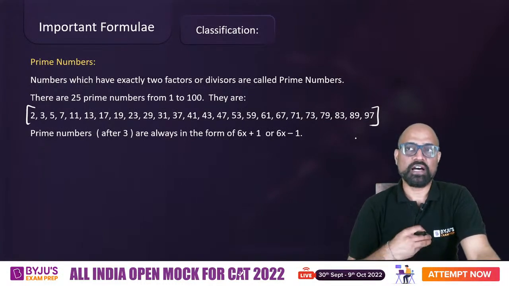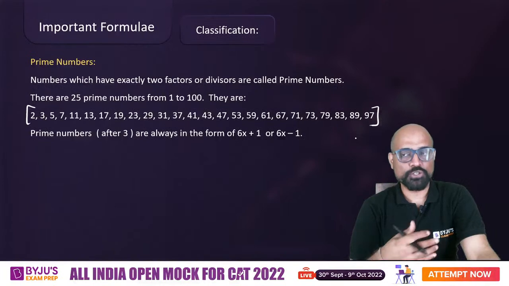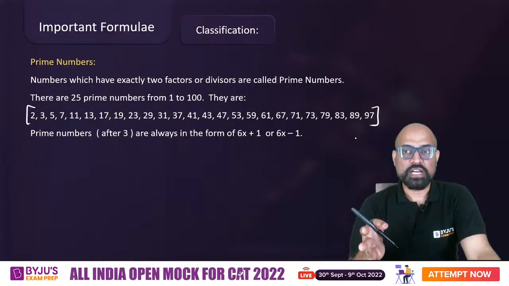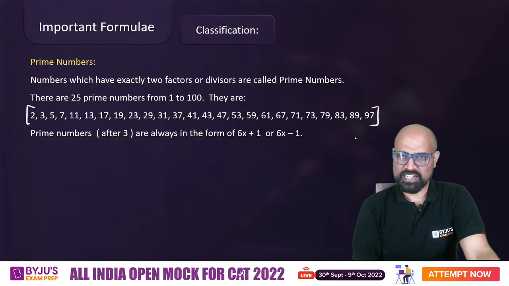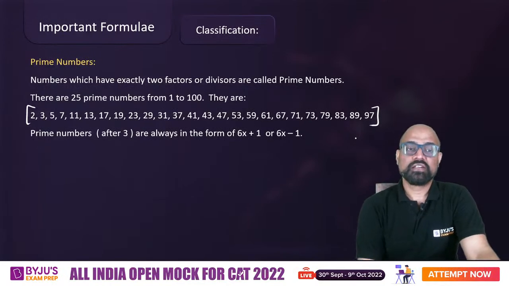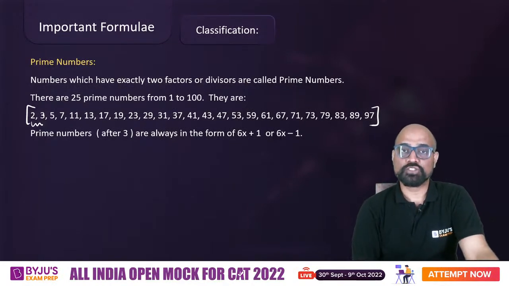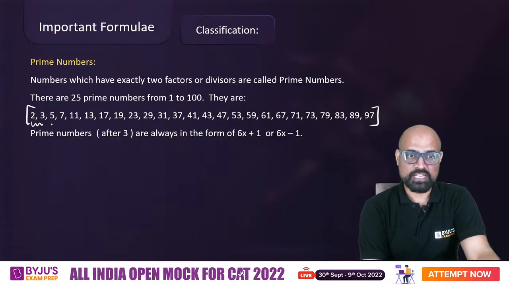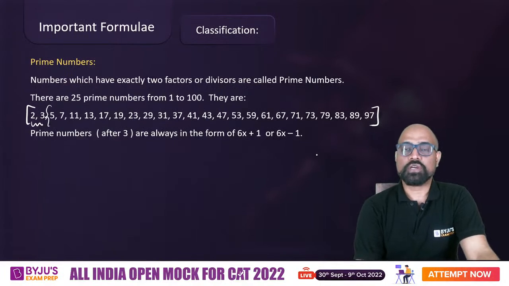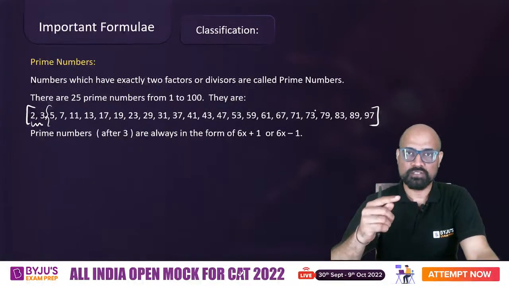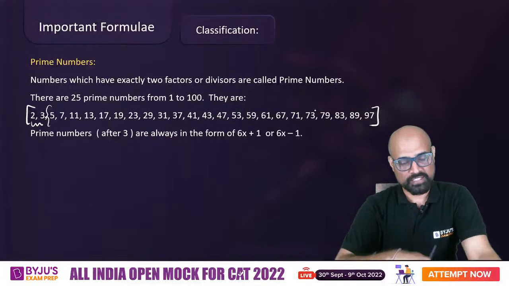If somebody asks you which are the prime numbers from 1 to 100, you should be able to list them. Vice versa, if somebody randomly asks, is 91 a prime number? You should quickly be able to answer that no, it's not. In the 90s, there is only one prime number, 97. 2 and 3 are the only consecutive prime numbers. And every prime number greater than 3, as in 5 onwards, is of the form 6x minus 1 or 6x plus 1. It means it's in the table of 6, one more than that or one less than that.